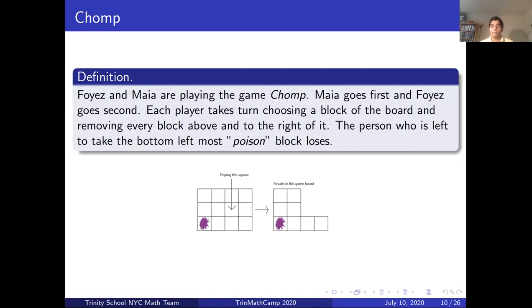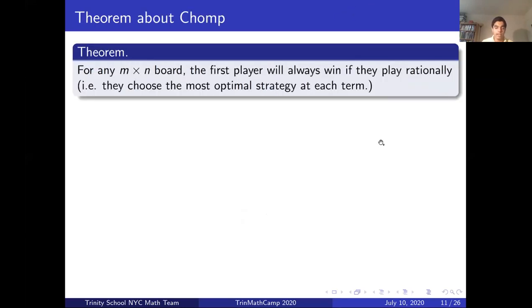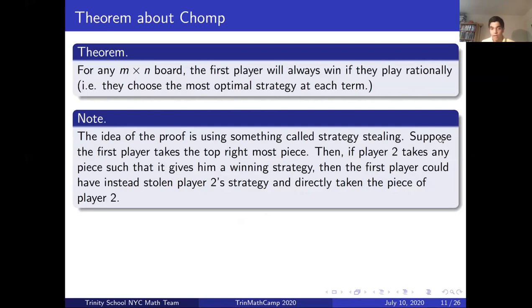Yeah, so just to clarify, I hope you guys have this all copied down. We're saying that in any rectangular board, the first player can win if they play rationally. I'll give you a hint. The idea of the proof is using something called strategy stealing.